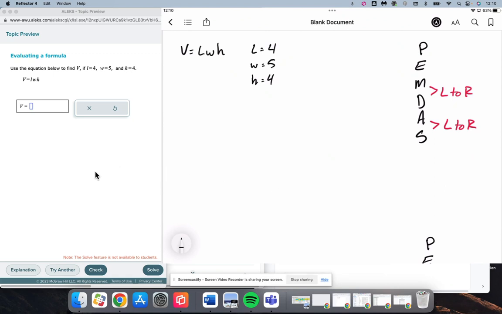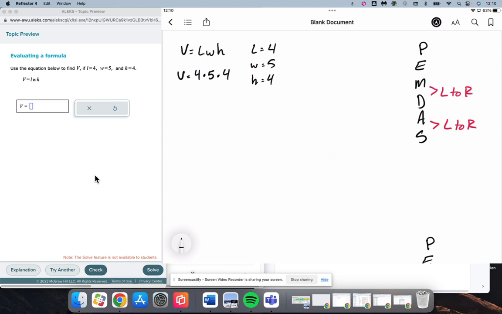At any rate, it's important for us to recognize again that if we have a number next to a variable or two variables next to each other, that represents multiplication. And so in the case here, what we've got is length, width, and height. We've got to substitute those values in. Length is 4. Those being next to each other means multiplication, times 5. And then height is also 4.